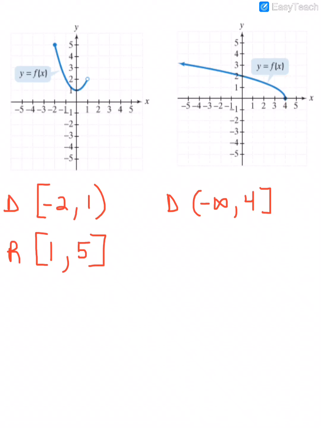Okay, now we need to go from the bottom to the top. So if we look at our graph, we're talking about our range. So the lowest point on our graph, if we're looking at the y-axis, would be 0. Again, we have a closed circle right there on the graph, and so at 0 that is included, so we use a bracket. Then we want to know how high it goes.